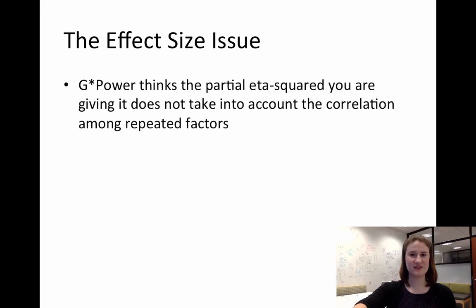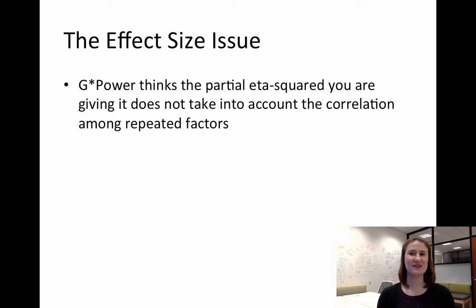So the issue with the effect size is that G-Power thinks the partial eta squared you're giving it does not take into account the fact that there's a correlation between the levels of your within subjects factor. G-Power is expecting a partial eta squared that actually wouldn't be any different whether a particular study was within subjects or between subjects. And you can kind of tell this by the fact that it's asking you for what that correlation between the factors is. It doesn't think the effect size is taking that into account, so it needs to know what it is so it can take that into account when it's doing the power calculation.